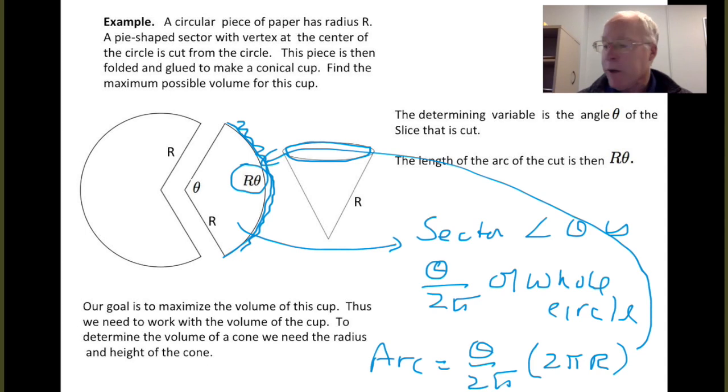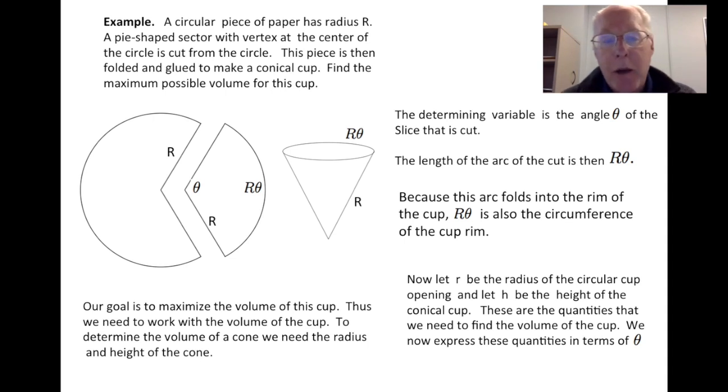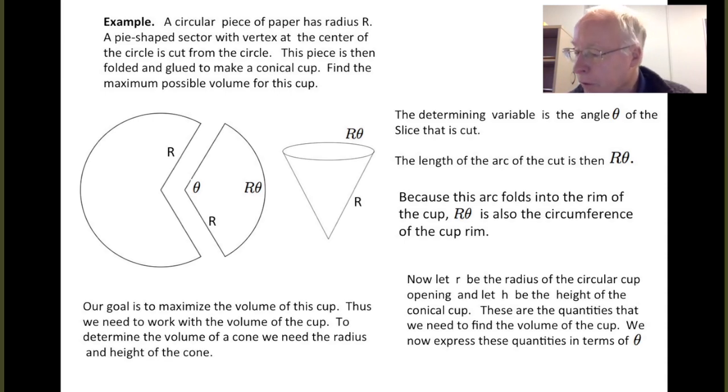We're going to use that to get the radius of the cone. So we'll go ahead and put the R theta on our picture. And we now know what the circumference of that rim is. So theta is a variable in this case, but remember the capital R is constant because it is the radius of the disk we started with. Now let's let little r be the radius of the circular cup opening, as we illustrated earlier, and h be the height of the cup. So we're going to put those into the picture. The r is going to go like this, and the h here, and we'll find we have enough information to express r and h in terms of theta, which is going to be our variable for differentiation.